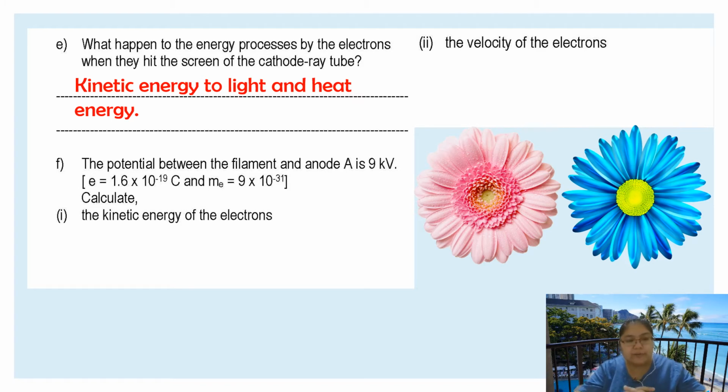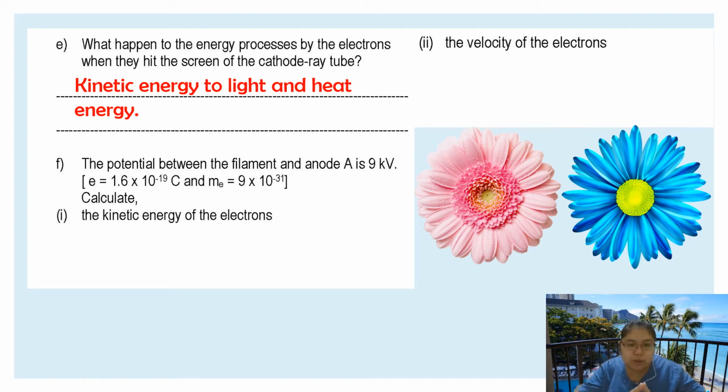Okay, F, we need to do the calculation. The potential between the filament and the anode, sorry, not potential electrical energy. They just tell you the voltage is how much? The voltage is 9 kilovolt. Then the electron charge is 1.6 times 10 to the power of minus 19.